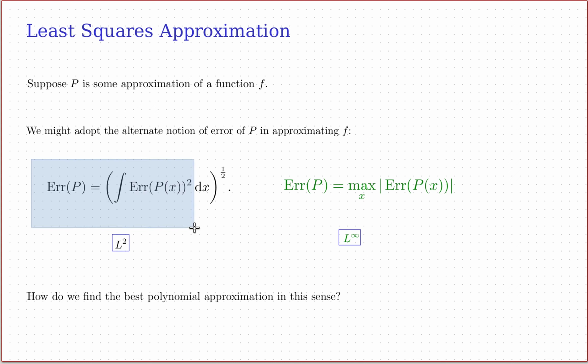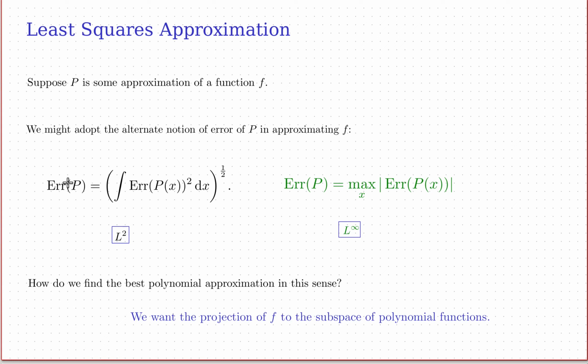So, as I said, we're now going to focus on this notion of error, and we want to think about how do we find the best polynomial approximation in this sense, right? In the sense of minimizing error according to this definition. So what we want is the projection of the function f to the subspace of polynomial functions. And I mean projection in the same sense in which it was used in linear algebra.